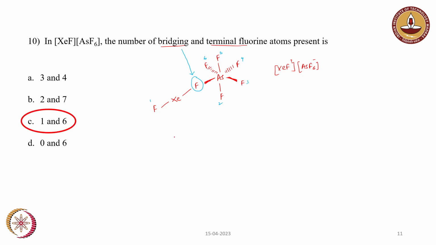and the synthesis route is XeF2 plus AsF5. So both are in 1:1 ratio.